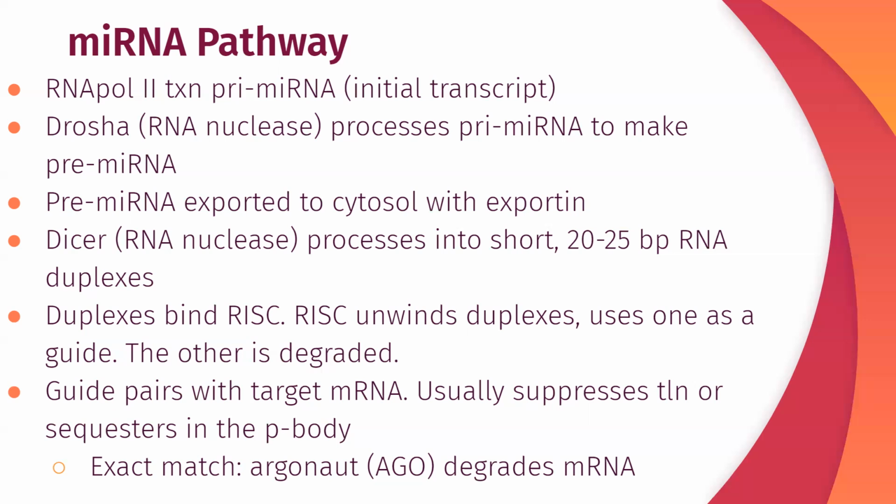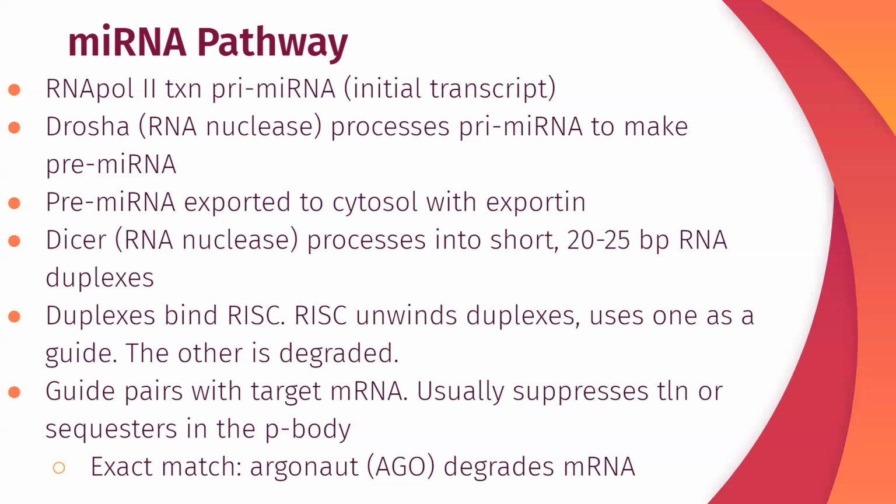And so then our guide strand will search for targets, and if it has complementarity, our guide and our target will bind through base complementarity. Usually for miRNA, the match won't be exact. It will just be close enough and have enough affinity that they will bind. And that will either suppress translation or sequester that target strand into the P-body. So it can't be translated. It's separated from the ribosome.